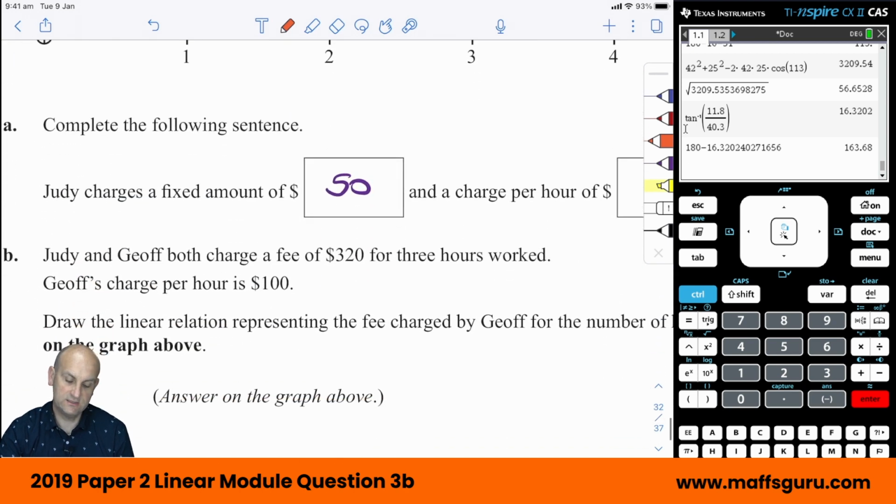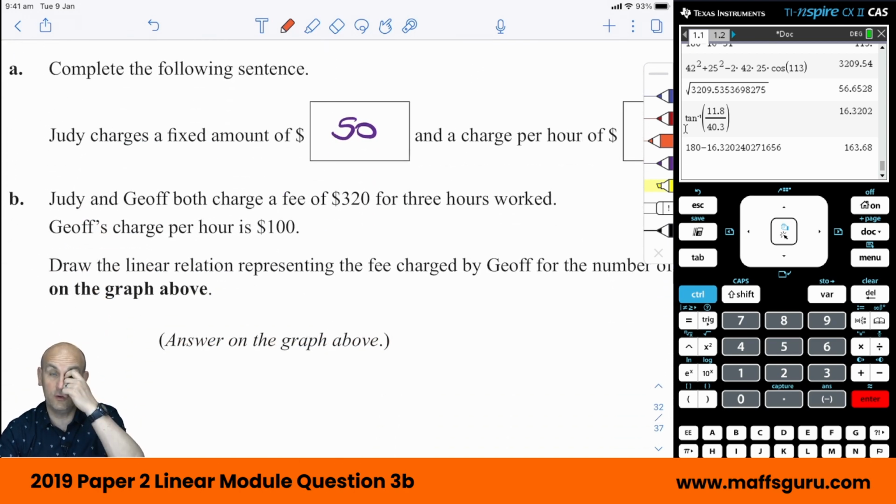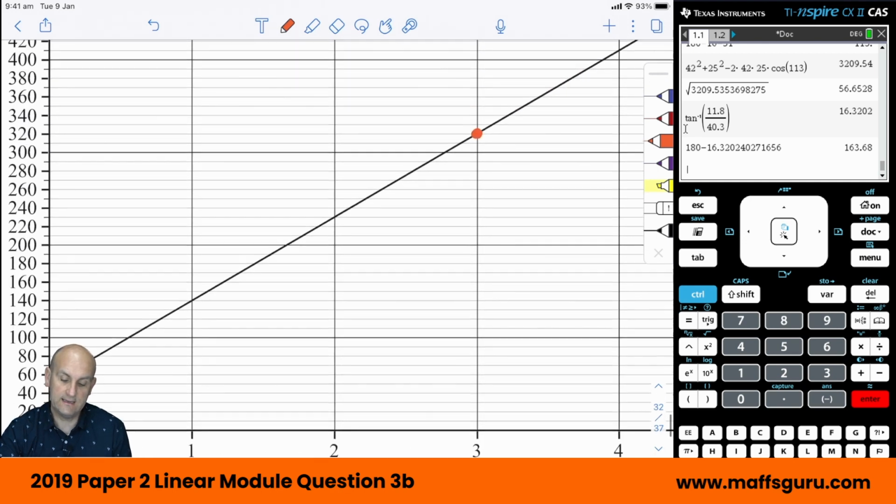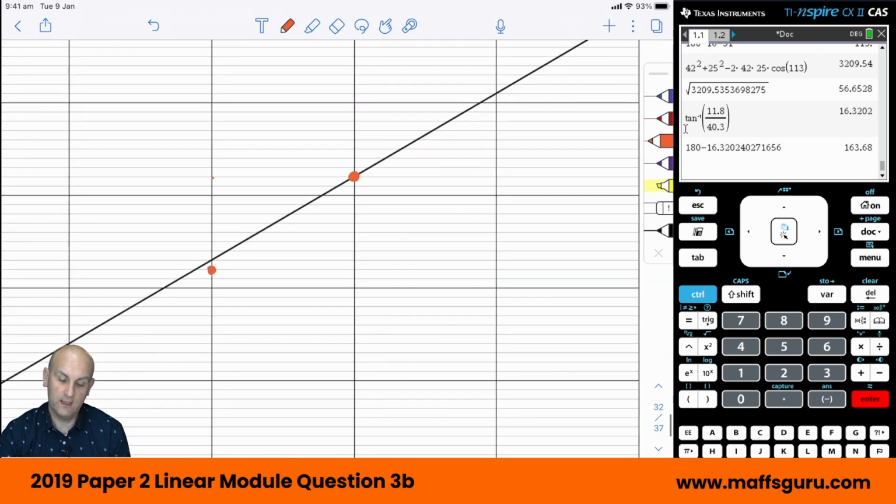It also says that Jeff's charge per hour is $100. So that means I can now go back an hour, and I'm going to drop $100. So what was that? 320, 220, which is going to be there. So that's basically just a way of giving you another coordinate. We could have actually added on $100 to this one here if I'd wanted to, and that would have given me this point here. So I've now got 3 points.